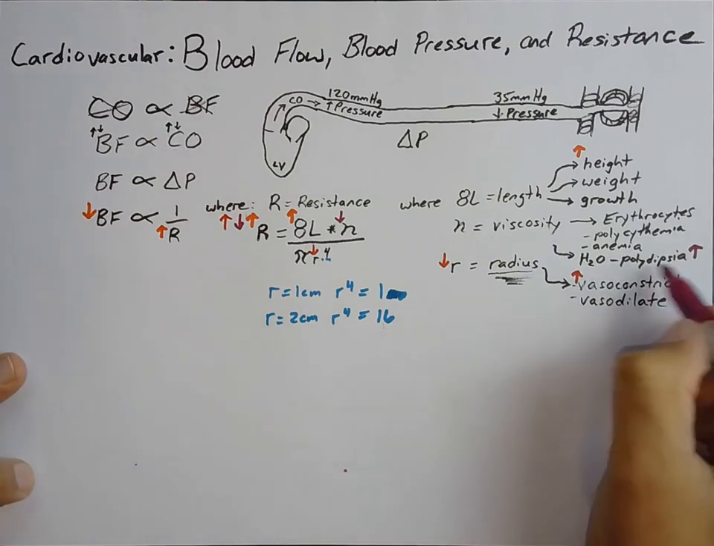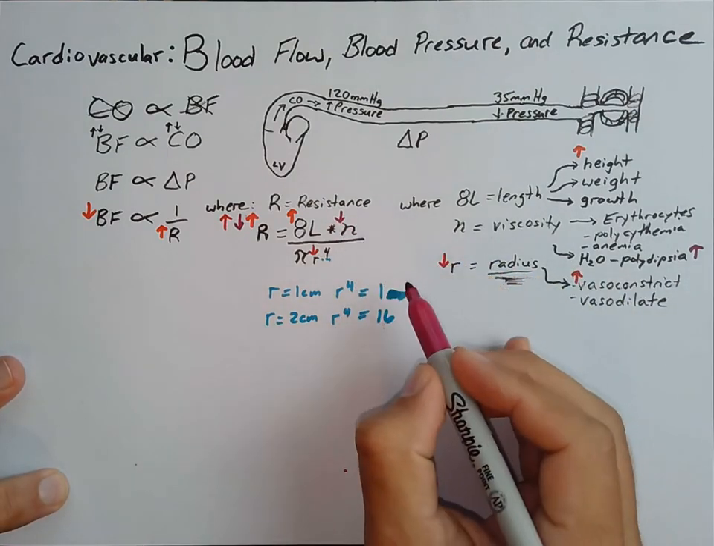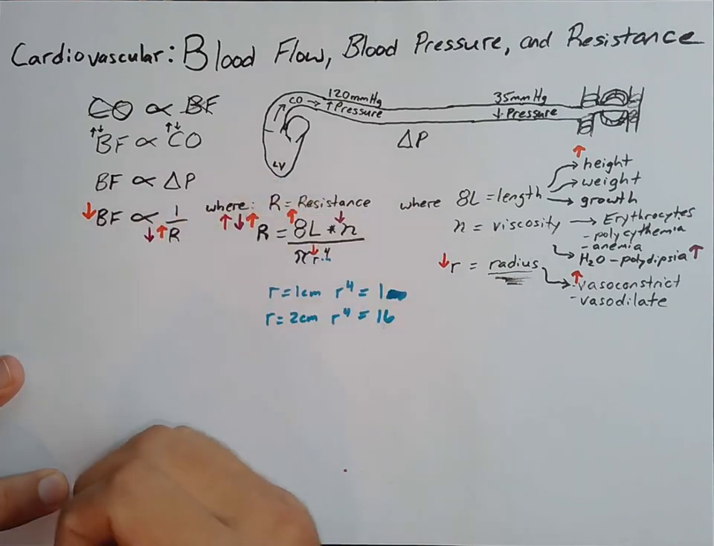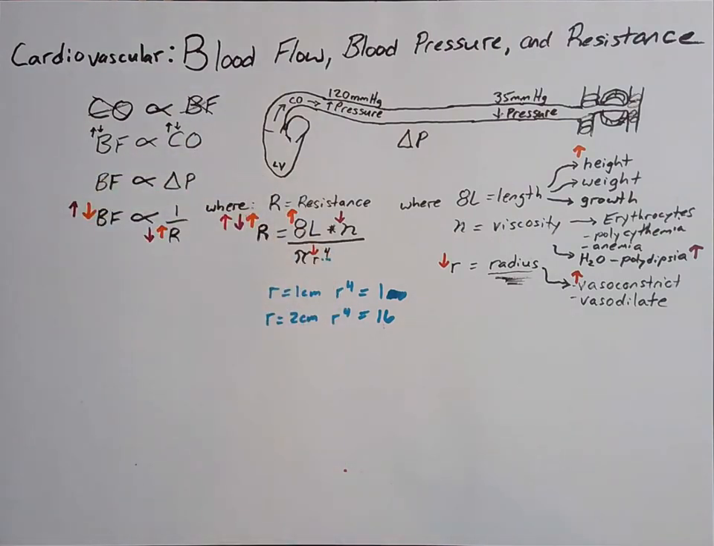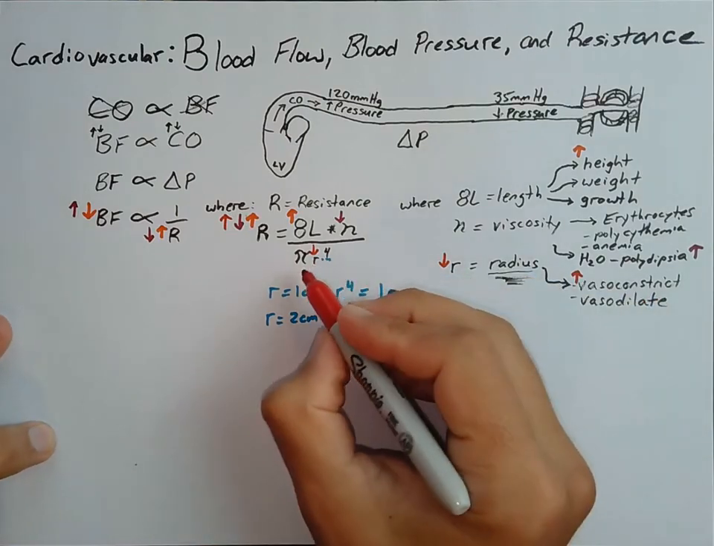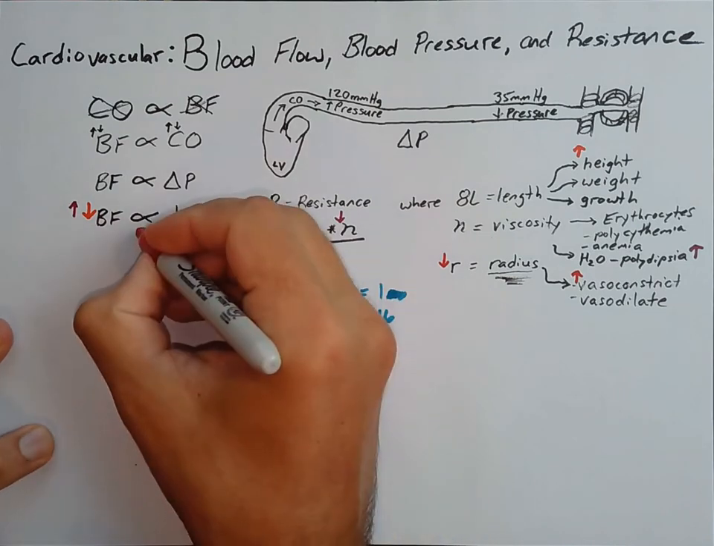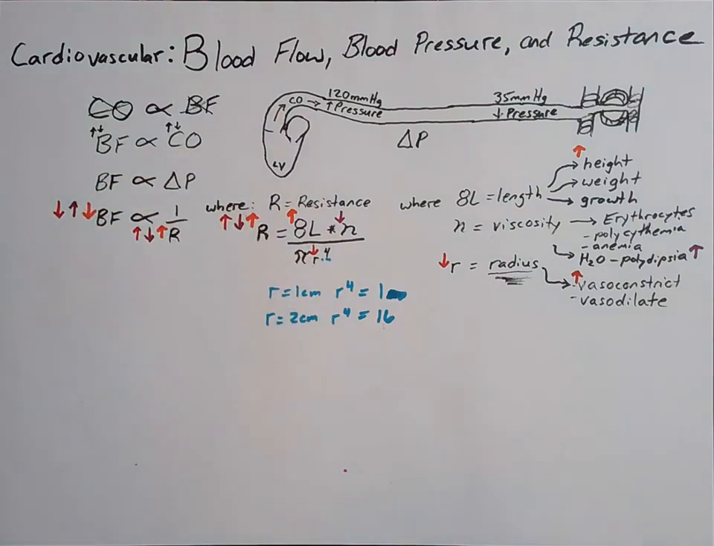What about if a patient has polydipsia and they're drinking too much water? We know viscosity is decreasing. Therefore, resistance decreases. But as resistance decreases, what's going to happen to overall blood flow out to the tissues? We're going to actually get too much blood flow, and this is going to create overperfusion of that tissue. What about the radius down here? If we vasoconstrict, then the radius decreases, and as the radius decreases, the resistance increases, and as the resistance increases, blood flow to that tissue will decrease.